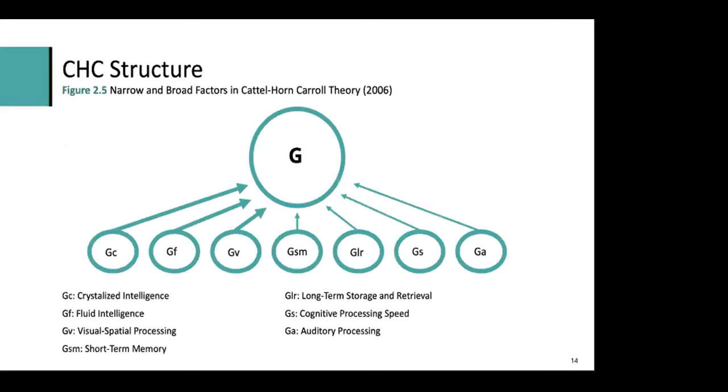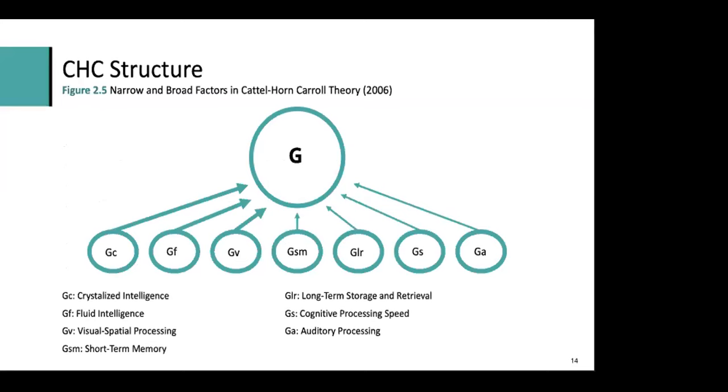Now, there are 7 broad factors that are commonly agreed as important in the CHC structure of human cognitive abilities. These I'm showing you here in figure 2.5, together with G at the apex of the hierarchy. Each of these broad factors has a number of contributing first order narrow factors, which I'm not showing you here in order to simplify this figure.